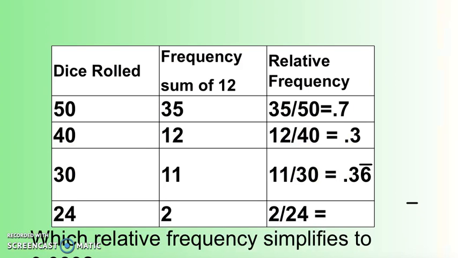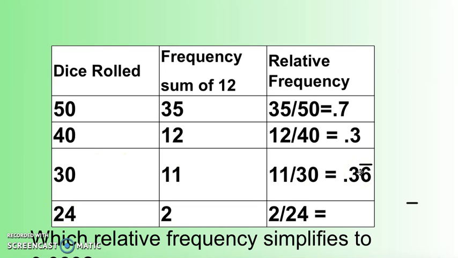For instance, if I roll some dice, and out of those rolls I wanted to get a sum of 12. Well, out of 50 times I rolled it, I got a sum of 12 35 times, which is really good. Normally I never get double sixes, and I was just very lucky that time. Out of 40 times, because I rolled it again, I got a sum of 12 12 times. 11 out of 30 times, and 2 out of 24 times.